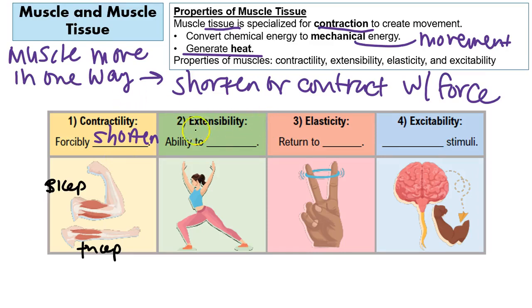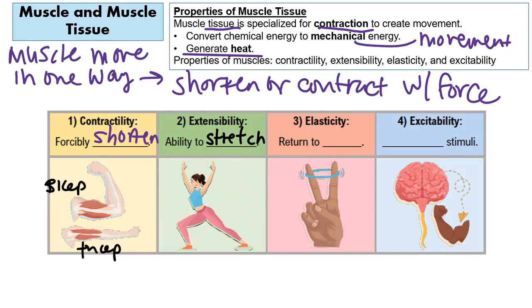Next, we have extensibility. And just think extend. That's going to be the ability for the muscles to stretch. So we already talked about contractility. That means that you are going to shorten the muscle with force. But if you pull on a muscle, then it's able to get longer. And that's where the extensibility is going to come in. So you see this person that's doing a yoga pose here. A lot of stretching and contraction, right?